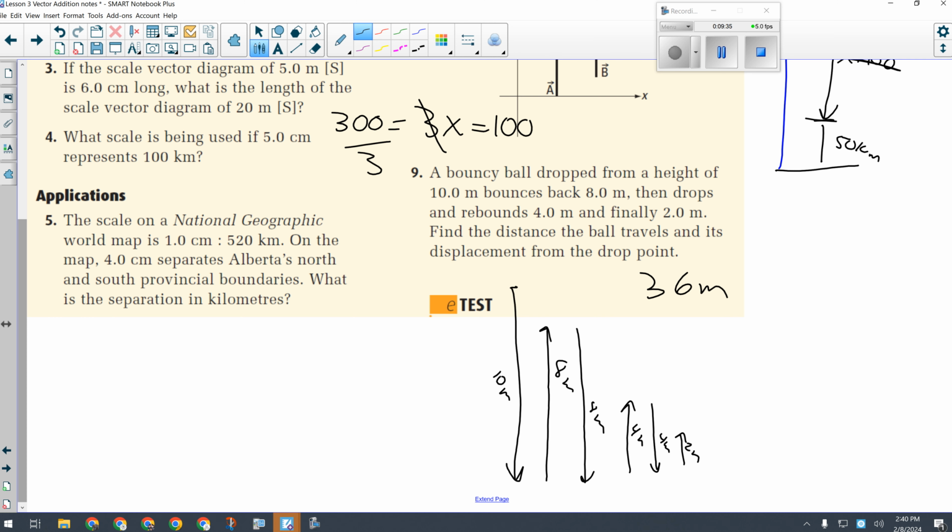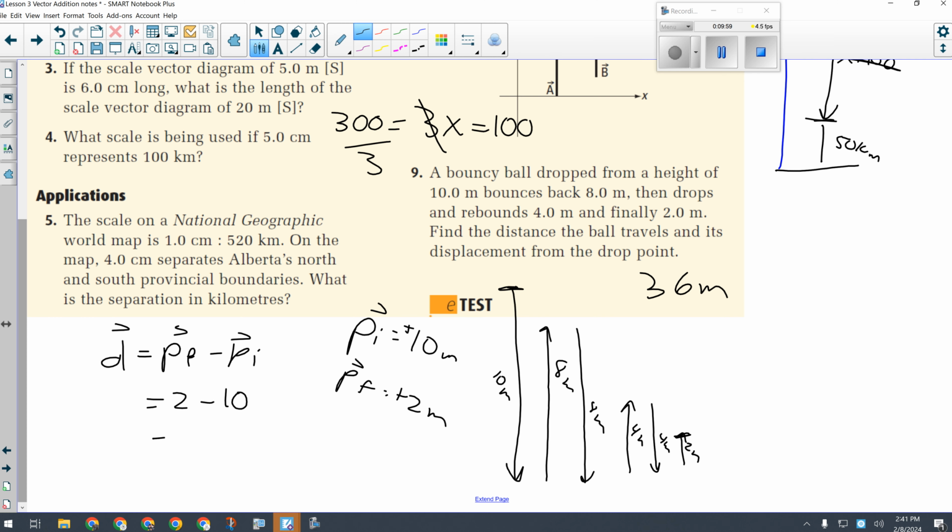Now, displacement-wise, if I started here, my initial position equals positive 10 meters. My final position, according to the way I interpreted this question, is here at positive 2 meters. So to get the displacement, I would go final position minus initial position. That would be 2 minus 10, or -8 meters. If you interpreted it as though it ended up on the floor, then you got -10 meters. Everybody all right with that?